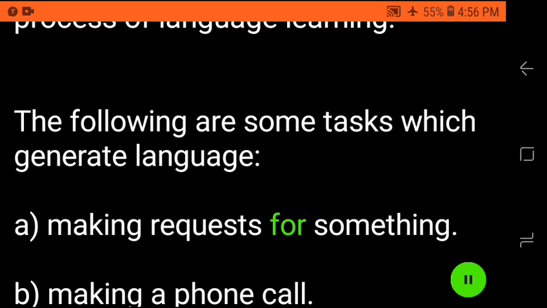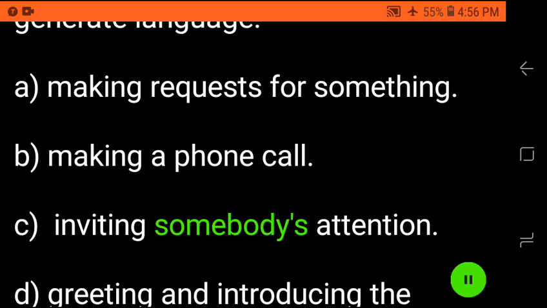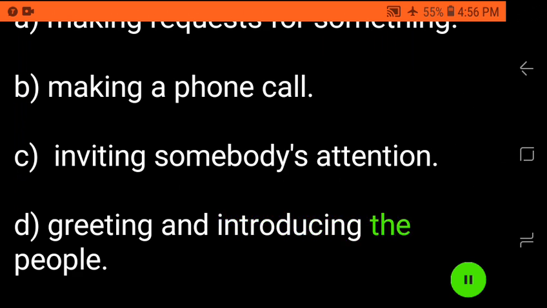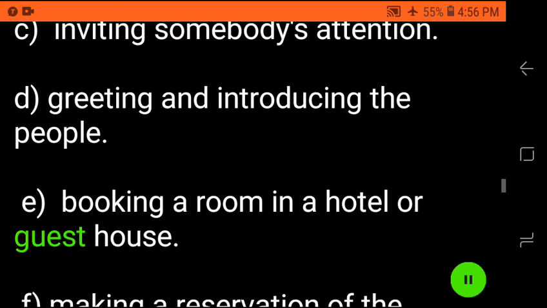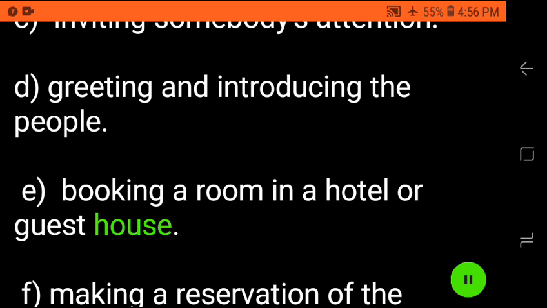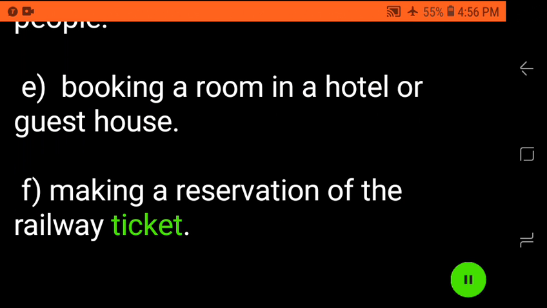A. Making requests for something. B. Making a phone call. C. Inviting somebody's attention. D. Greeting and introducing the people. E. Booking a room in a hotel or guest house. F. Making a reservation of the railway ticket.